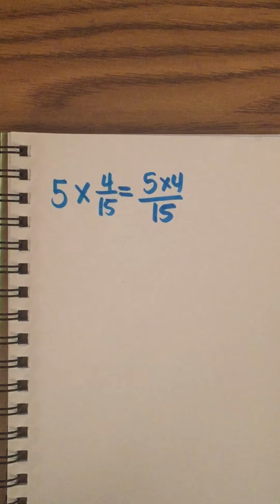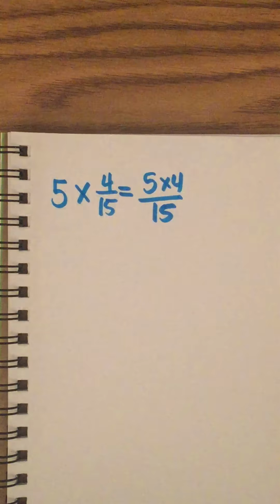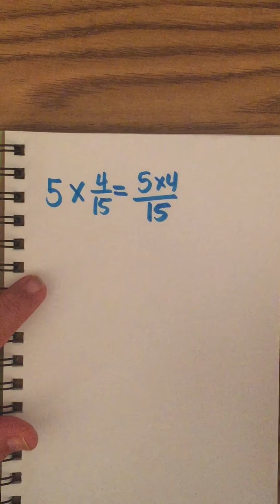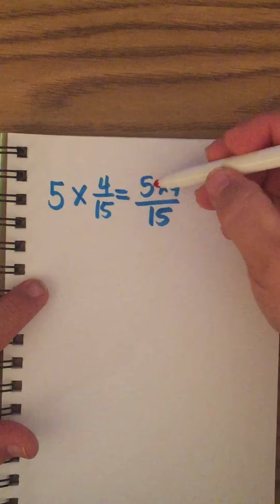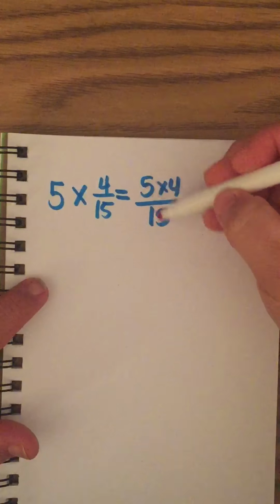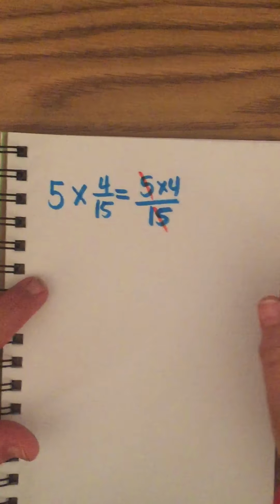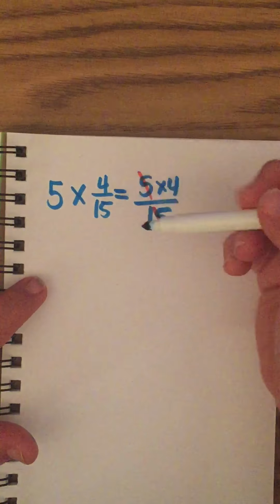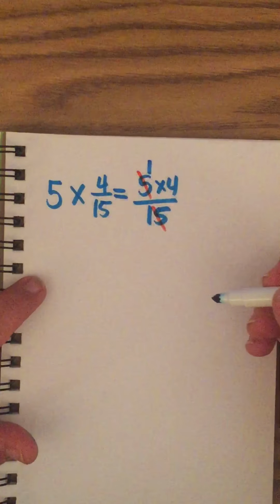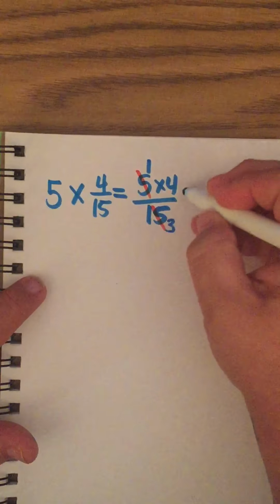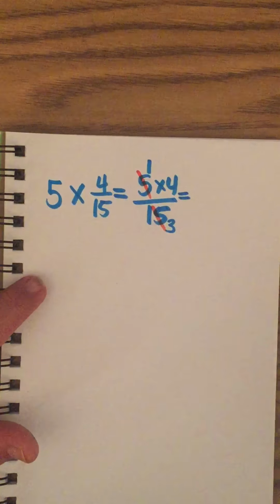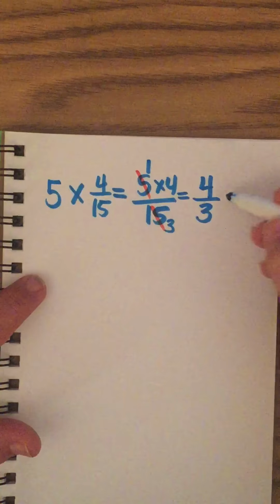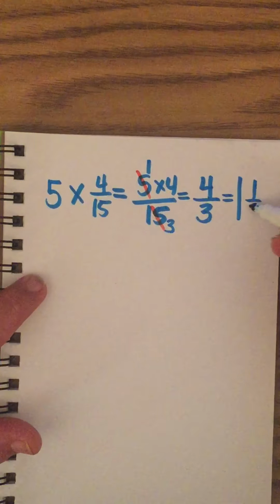Then if you remember, I taught you about reducing at this point. You can do some reducing to make the multiplying easier. So I know that 5 and 15 have a common factor of 5. So I can divide both of these by 5. 5 divided by 5 is 1. 15 divided by 5 is 3. Well, now the multiplying got a lot easier. 1 times 4 is 4 thirds. And that's 1 and 1/3.